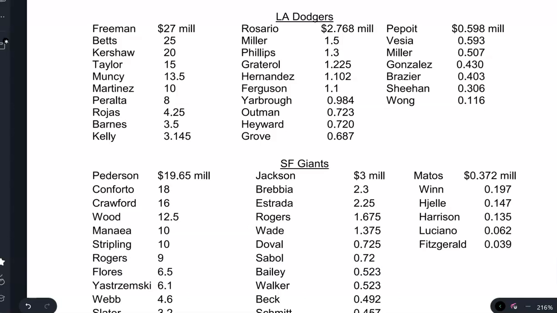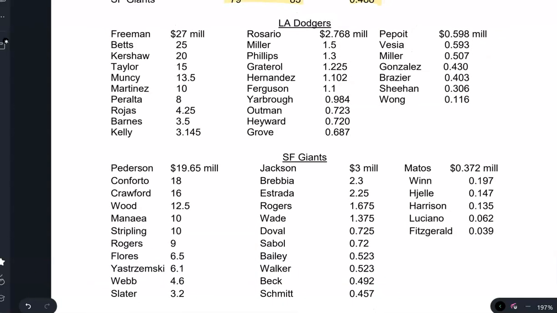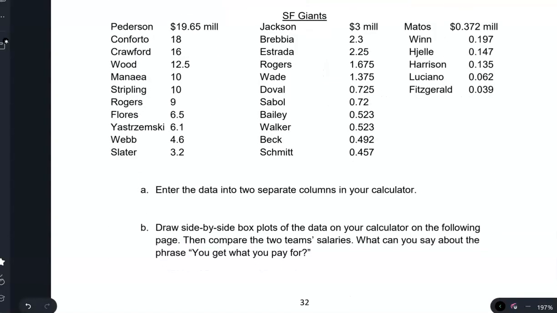And then below, we have their team roster with how much each player made in millions of dollars. Okay, so the first thing we're going to do, it's going to take a few minutes. I know it's going to take time. I know it's going to be tedious, but practice, okay? And we're going to enter the data into two separate columns in our calculators.